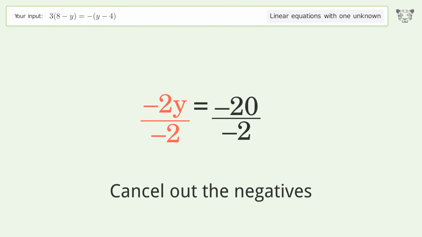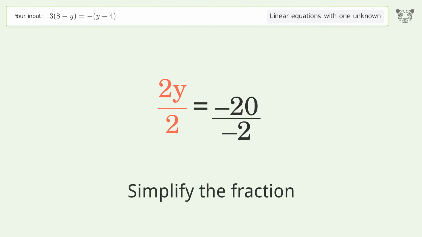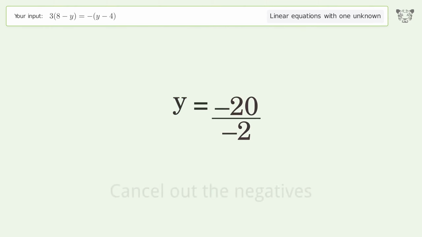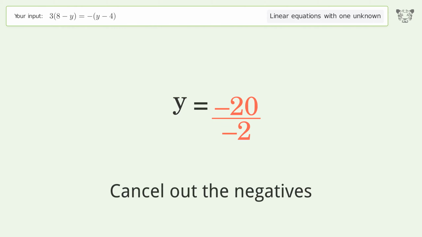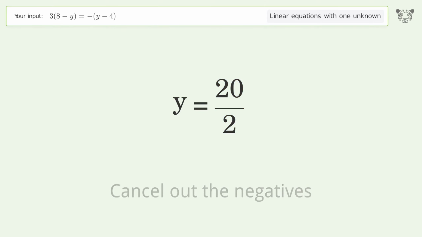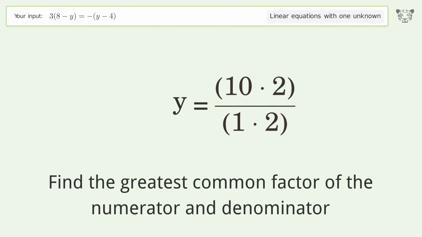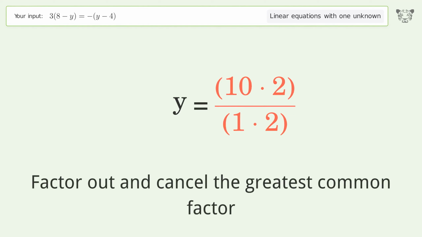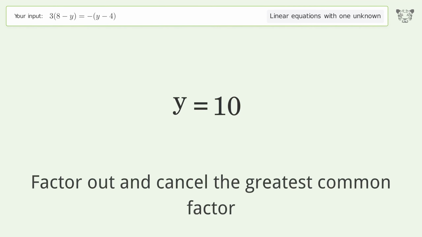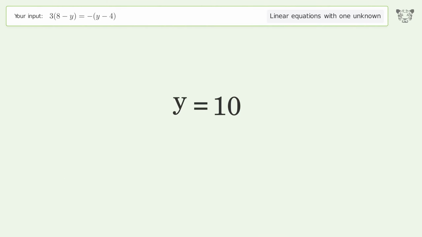Cancel out the negatives. Simplify the fraction. Cancel out the negatives. Find the greatest common factor of the numerator and denominator. Factor out and cancel the greatest common factor. And so the final result is y equals 10.